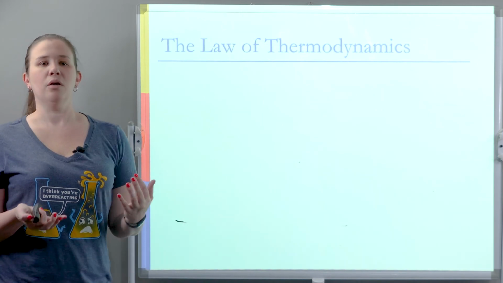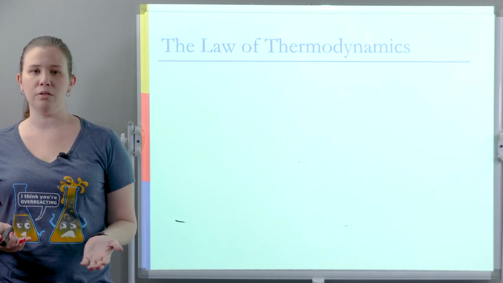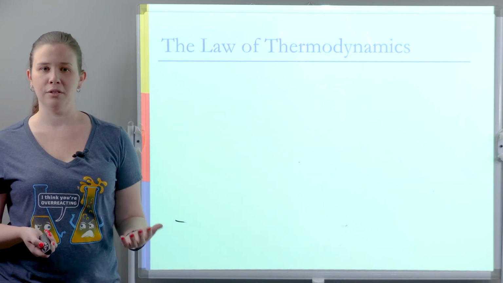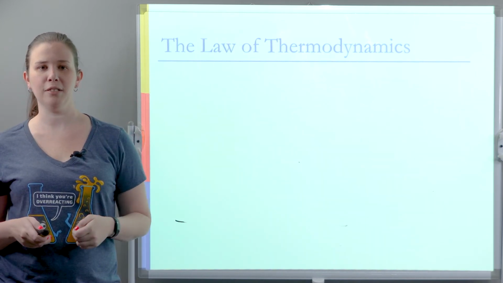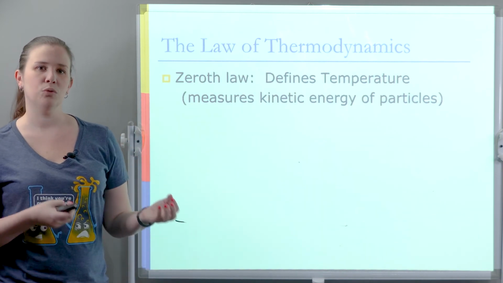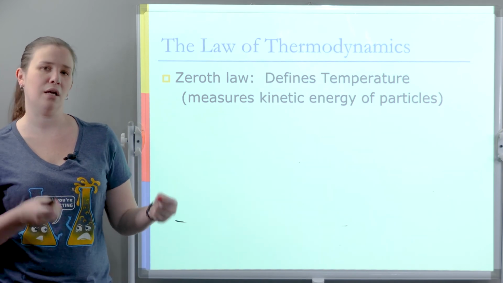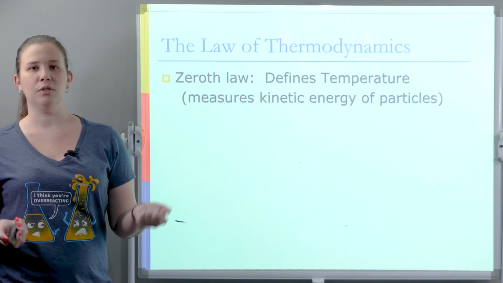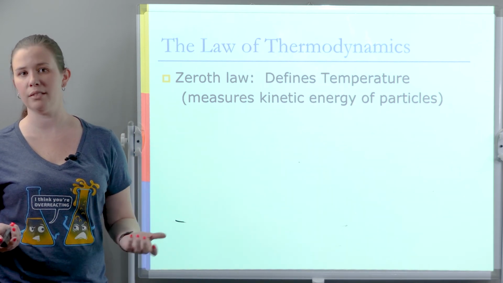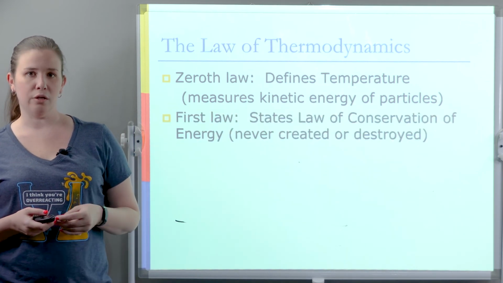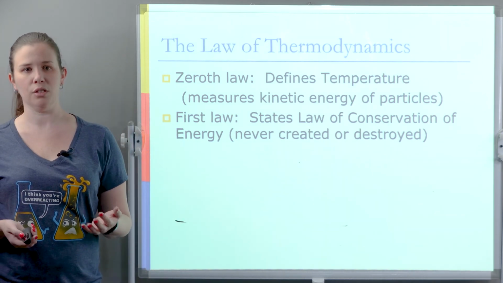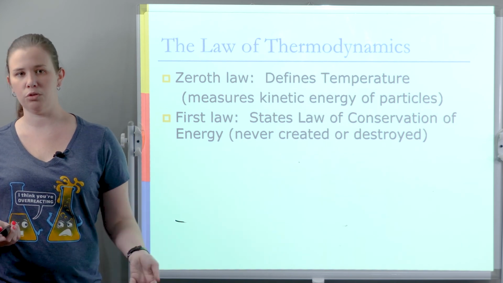Before we wrap up these notes, I want to go over 4 very important laws of thermodynamics. Ironically, they don't start with number 1. The first law of thermodynamics is actually the 0th law of thermodynamics. The 0th law of thermo will define temperature as the average kinetic energy of the particles. This is kind of what gives us that Kelvin scale, giving us what temperature is really designed to measure. The first law is also known as the law of conservation of energy. It simply states that energy cannot be created or destroyed.